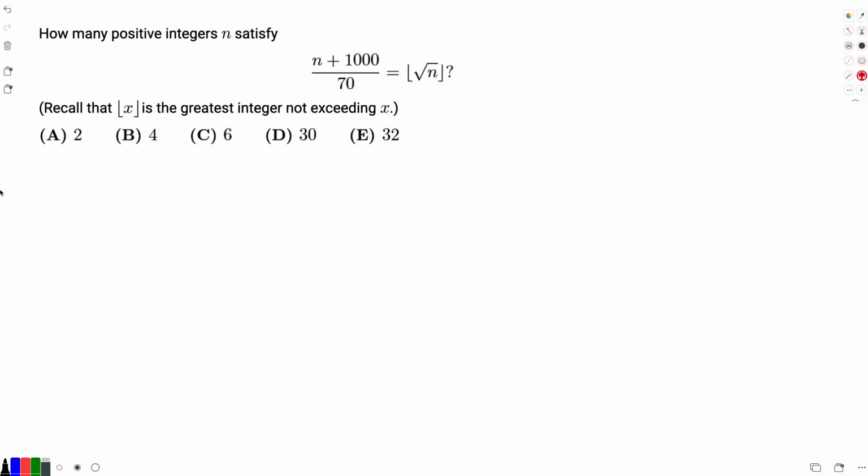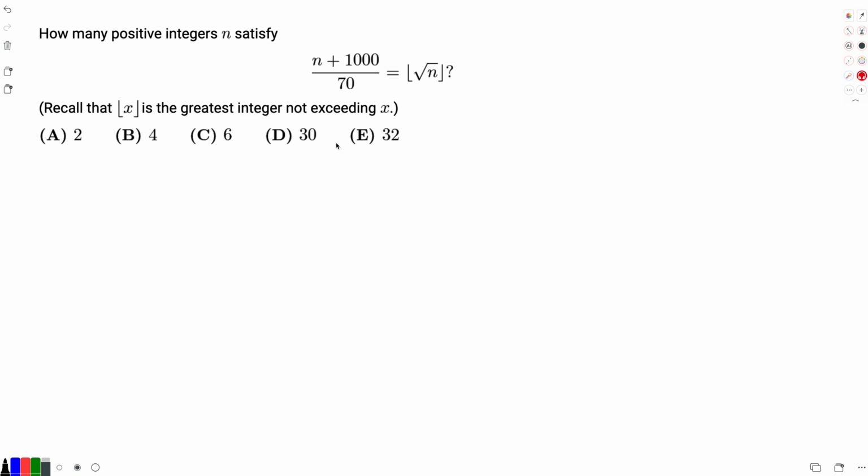Over here is the 2020 AMC 12B problem 21. Here's a view of this problem. How many positive integers n satisfy (n + 1000)/70 is equal to the floor of the square root of n? Recall that the floor of x is just the greatest integer not exceeding x, or in other words, we just round down.